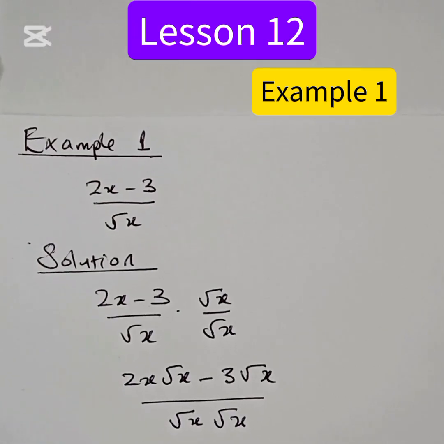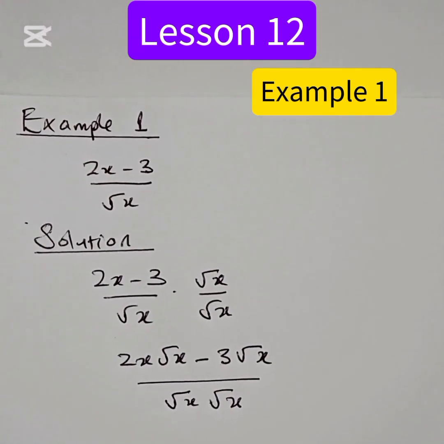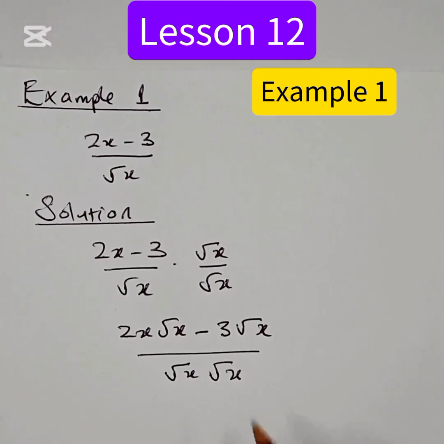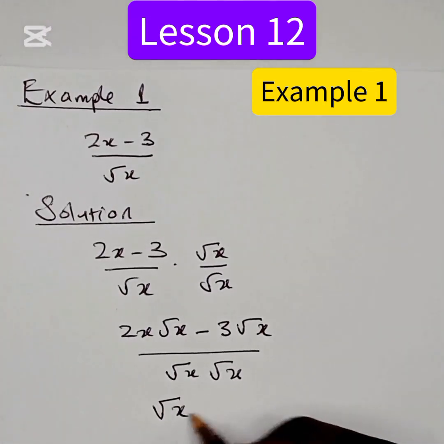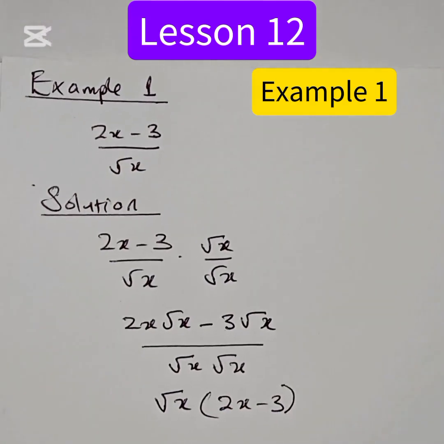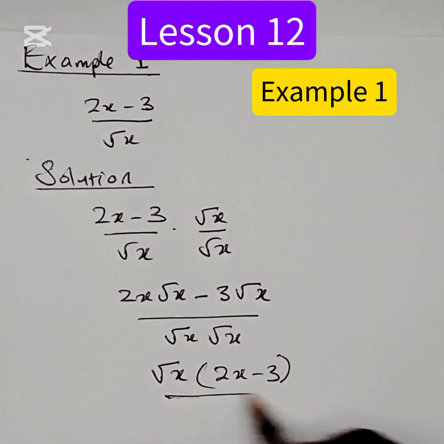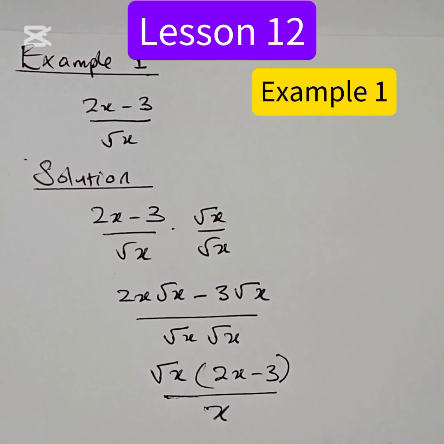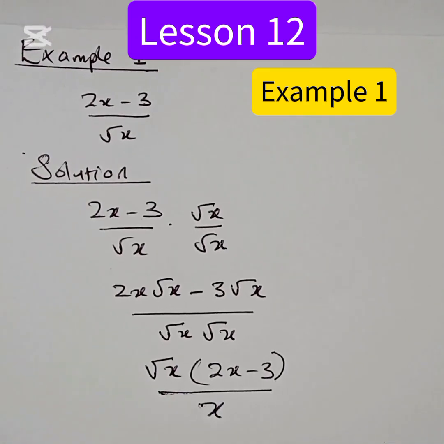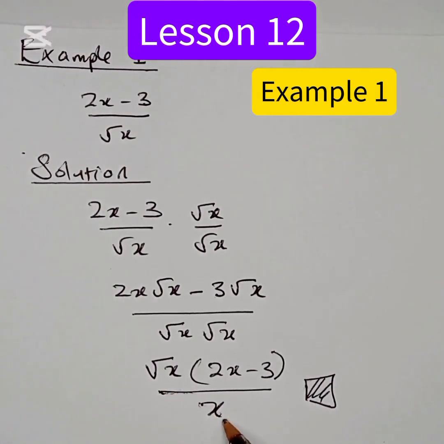All right, but you know we can factorize this numerator. We have a common factor there, which is root x. So take root x out. So we have root x times 2x minus 3. And on the denominator, we multiply root x by root x, and we're just going to get x. Okay, then we have managed to rationalize the denominator. This is the denominator, it is now rationalized.